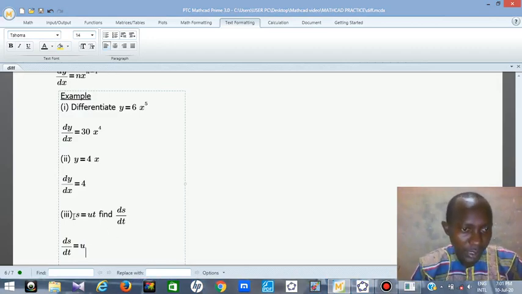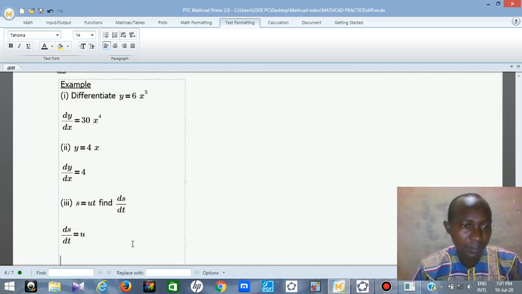So take note of this. This is when you have a constant and the variable you are differentiating, it's just like ut. So take note of this, very, very important. So if you have something like this, the question can still be in this format.